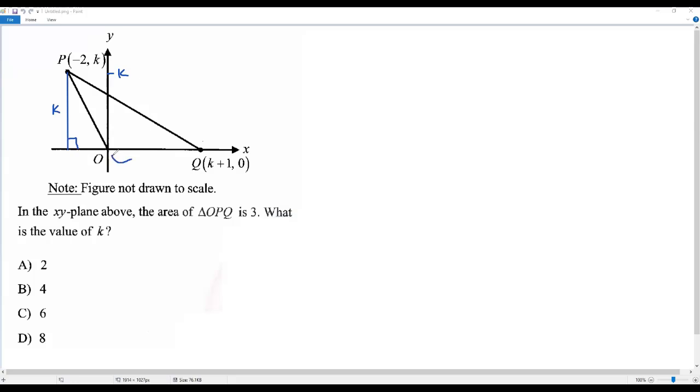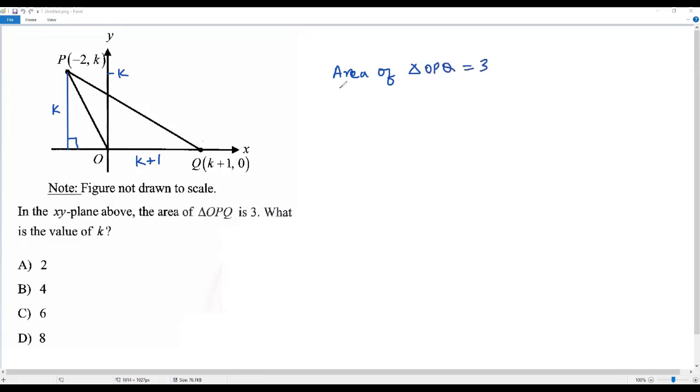And OQ represents the base of the triangle. The length of the base of the triangle is given by the x coordinate of the point Q, that is K + 1. So K + 1 is the length of the line segment OQ, that is the base of the triangle. Okay, we have the area of the triangle OPQ, that is 3.